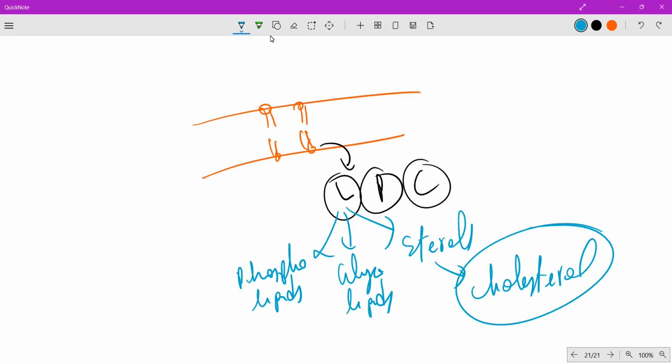It's not that cholesterol is found only in your blood, or that only in mummy's or grandfather's blood cholesterol has increased. No, cholesterol is an integral part of membrane. Both the monolayers can have cholesterol, here as well as here. So cholesterol we know is an integral part of membrane. To have cholesterol is normal.